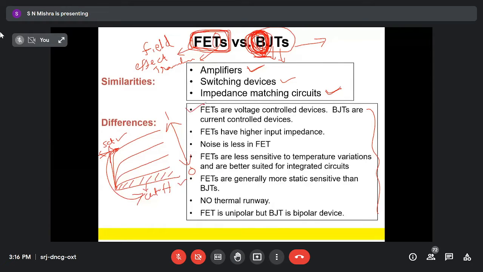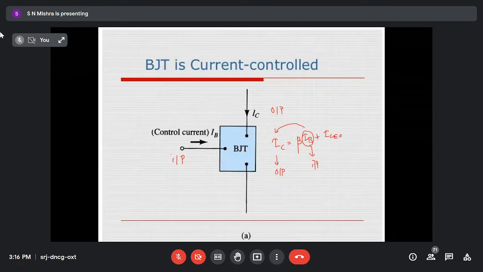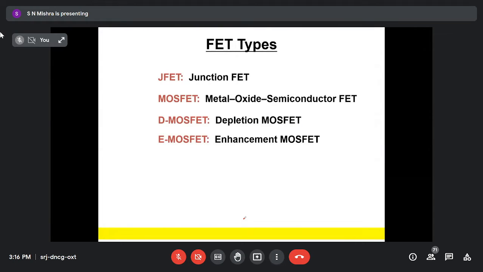So at this point we have understood FET is a voltage controlled device, BJT is a current controlled device. Now, a little bit later we'll see that BJT is a bipolar device, but FET is a unipolar device. Let us go to the structure, then we'll discuss those things.